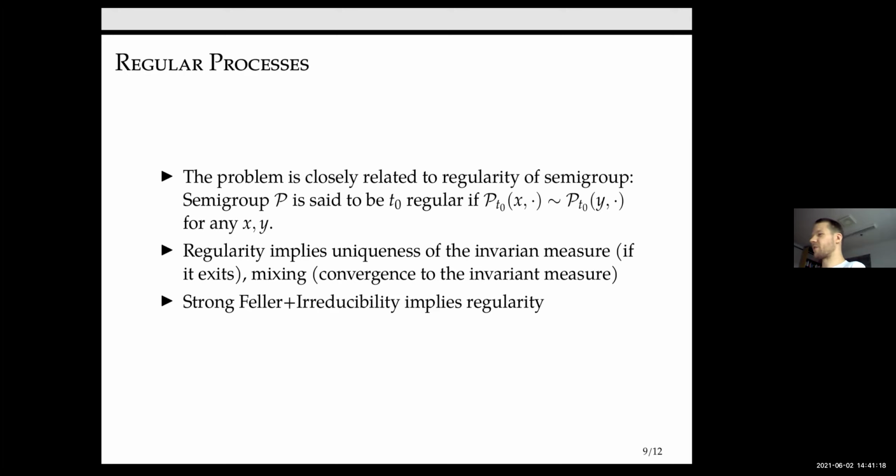And regularity of the semigroup implies uniqueness of the invariant measure if it exists, but usually it exists. And mixing, which means you have convergence to the invariant measure. And there's a theorem, I don't remember what it's called, which says that the Strong-Feller property plus irreducibility implies regularity. But maybe sometimes the regularity, Strong-Feller, is actually not so easy to prove. So maybe this is a nice way to prove these directly.